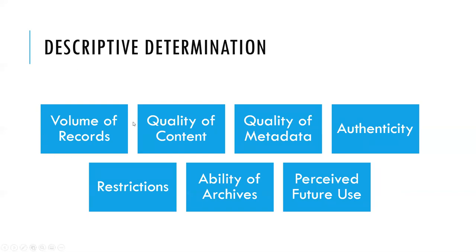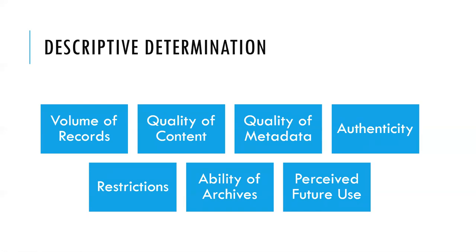Another consideration is the volume of records. If a collection is huge, you're probably going to have difficulty describing it to the item level. It may lead you to describing some things to an item level and some things more generally. Quality of content and the quality of metadata attached to the content can be a huge determinant. And quality of content is something that the Wall article talks about also.